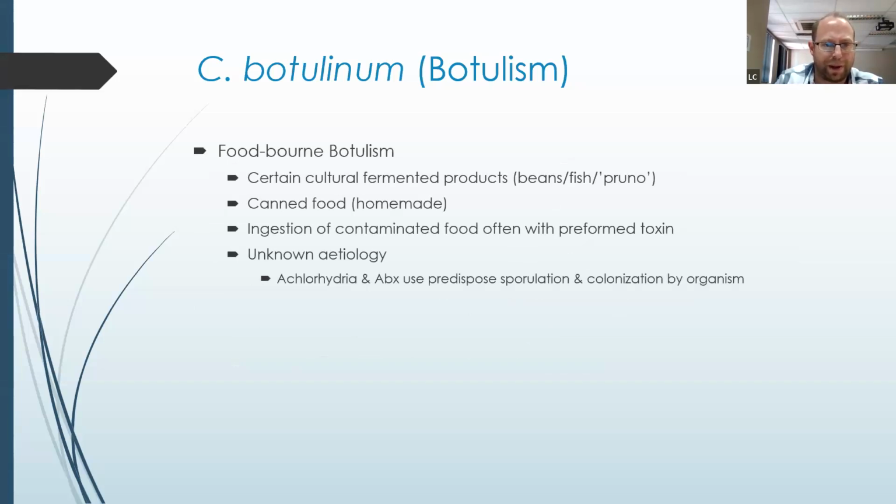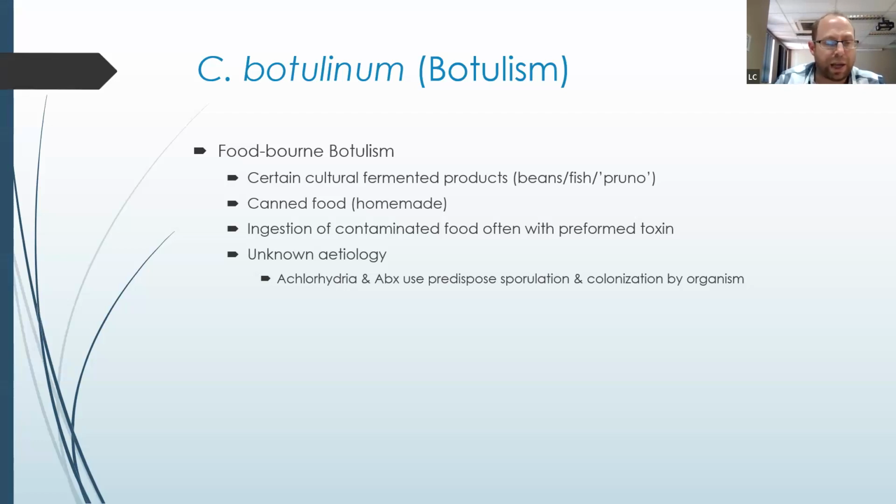So in terms of classification of the types of botulism, the one that I think is well known is foodborne botulism. So this is associated with certain cultural fermented products, beans, fish, and pruno, which was essentially prison wine, canned food or pickled food that's done in an uncontrolled setting. Again, often the implicated substance in outbreaks and localized infections. Ingestion of contaminated food is often with preformed toxin, and hence the fairly fast onset of the disease.